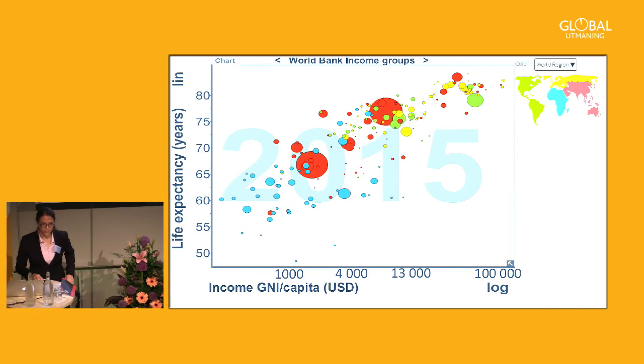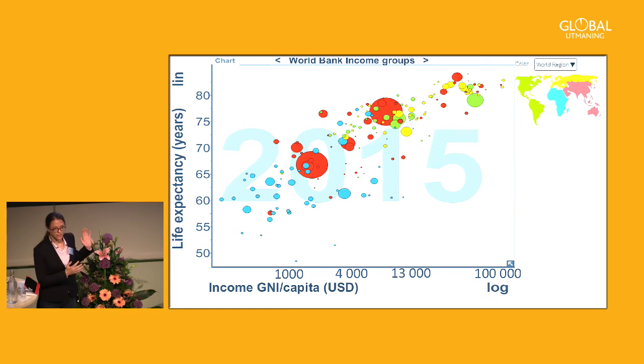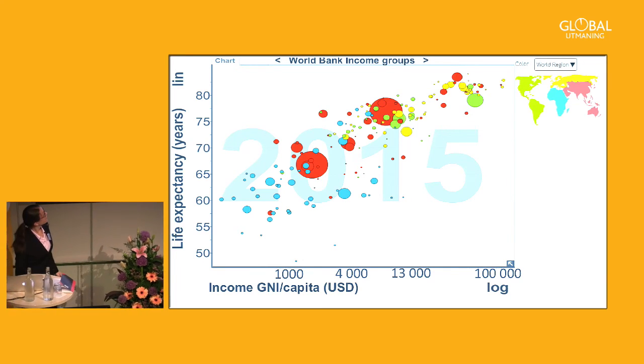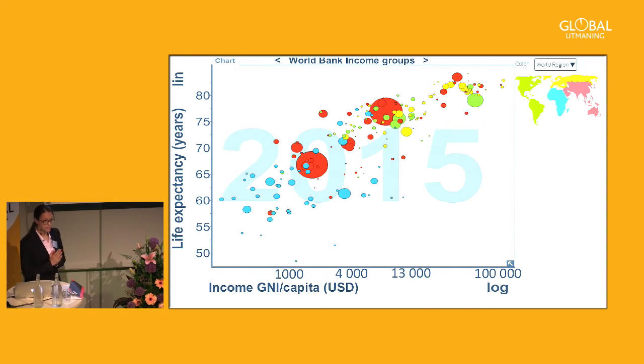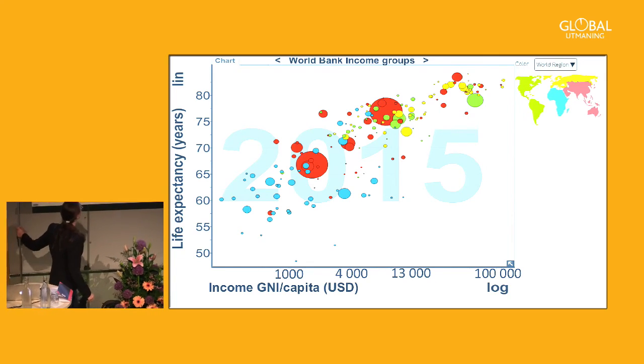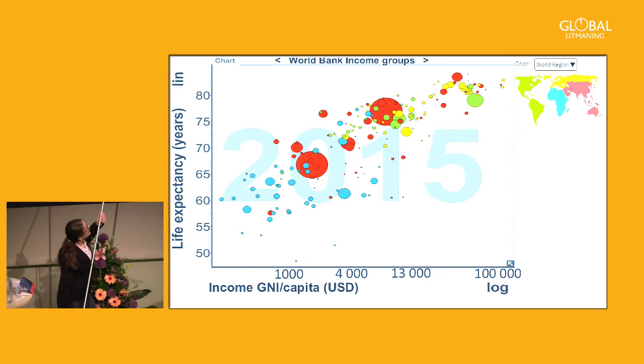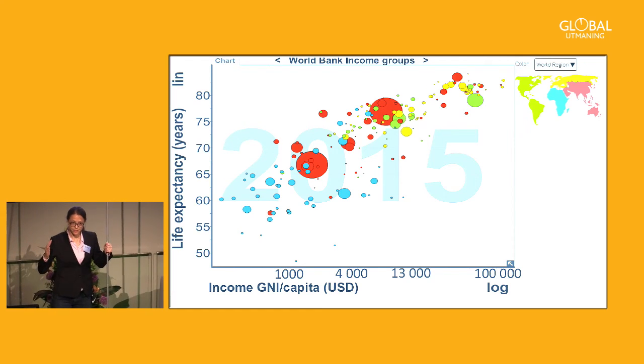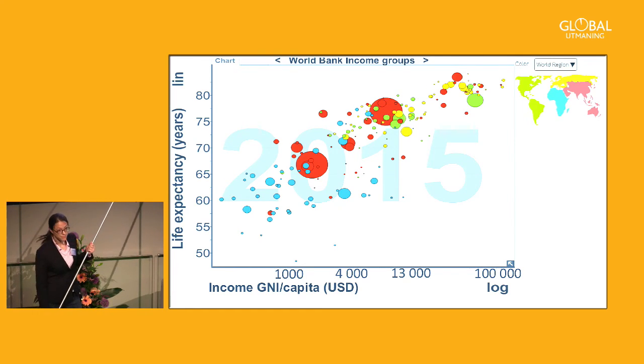So, categories. I never thought I would be using the Gapminder in front of Hans Rosling himself, but this is Gapminder. And this is the main graph. You have seen it before, but let me take you through it again. Each bubble is a country, and the size of the bubble is the size of the country. Big bubble means big country.